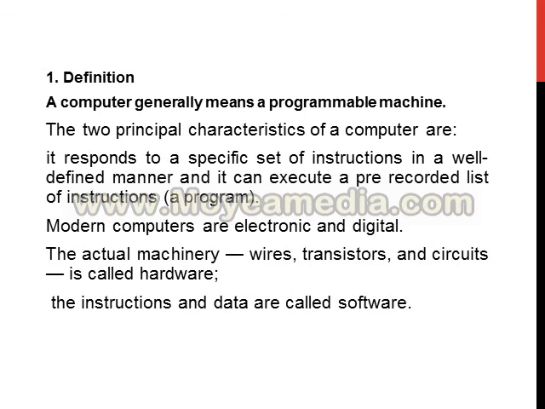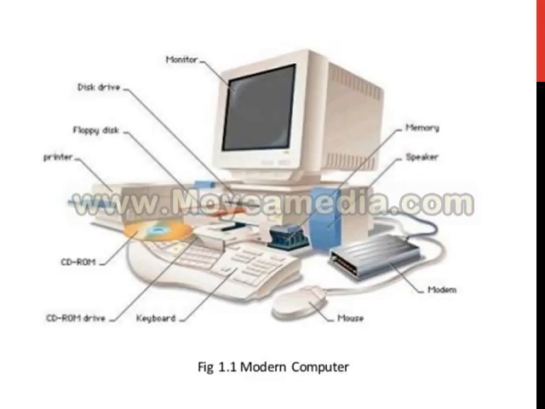Moving ahead, these are the diagrams of our modern computer. You can see the diagram here. It is explaining what a modern computer is. It shows the monitor, disk drive, floppy disk, printer, memory, speaker, modem, mouse, keyboard, CD-ROM drive, etc. These are the basic diagrams telling how a modern computer can be defined and shown. Internally, many more parts are there that are defined in our computer fundamentals topic.